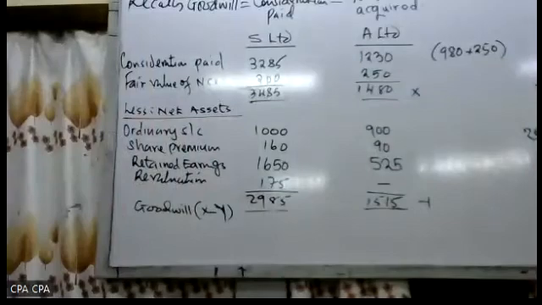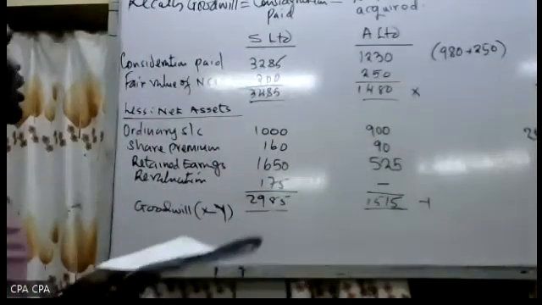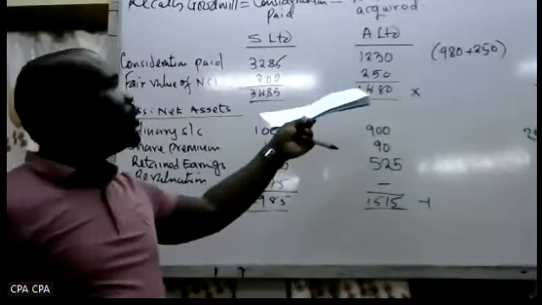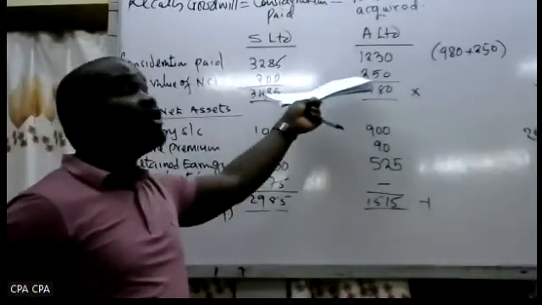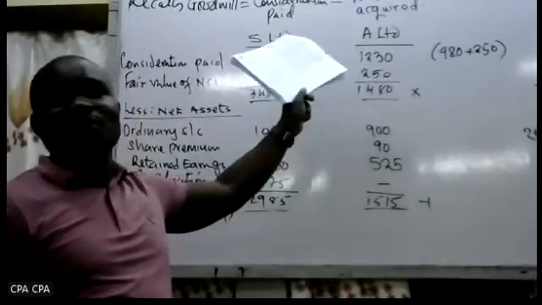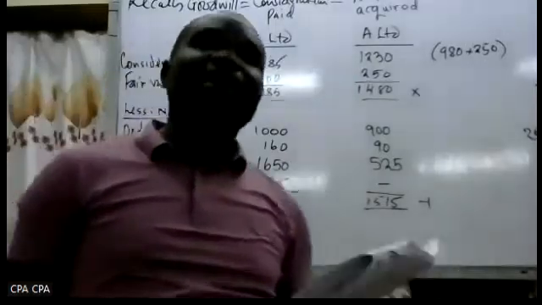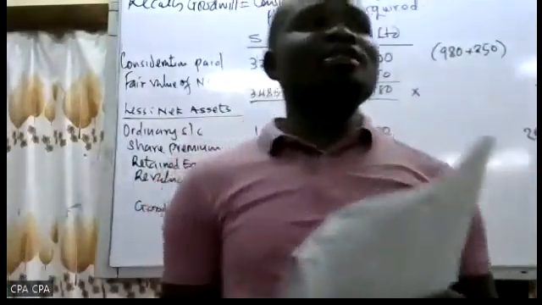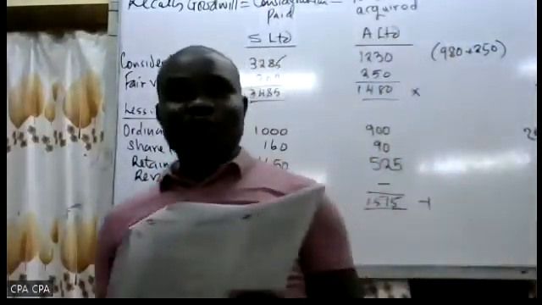Okay, I can narrow it down for you. Are you comfortable with the fair value of NCI being 250? Yes, sir. You don't have a problem with that. Where do we have NCI? Do we have NCI in joint ventures? NCI only exists in subsidiaries.